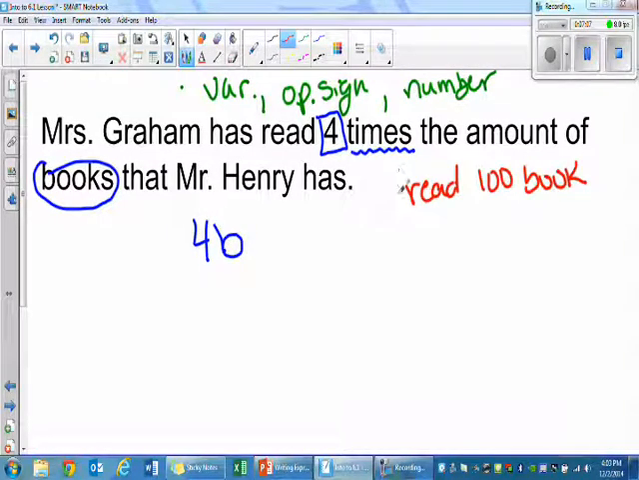Okay, so suppose they told us that Mr. Henry read 100 books. Okay, then to figure out how much Mrs. Graham has read, we would do 4 times 100. Mrs. Graham has read 400 books.